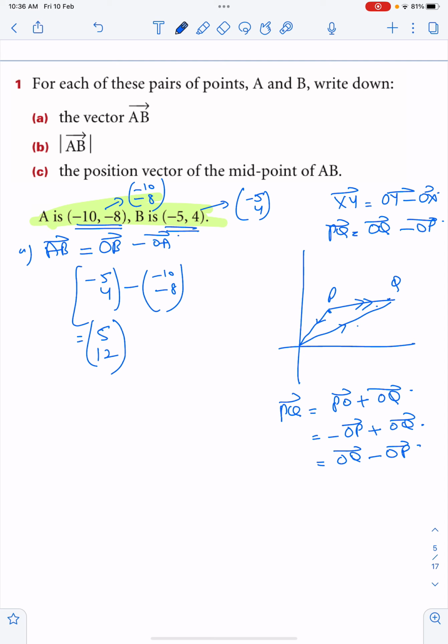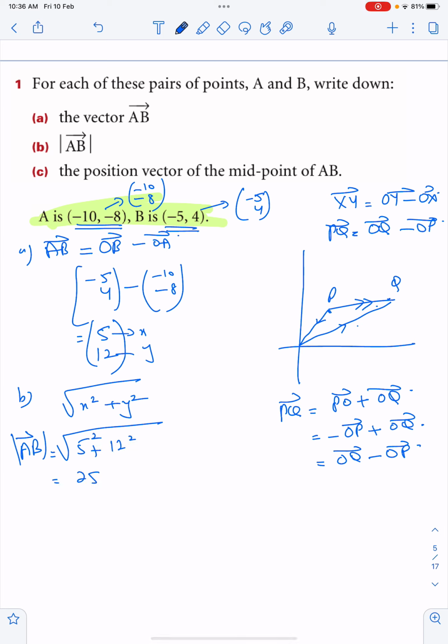Now in the second part, I'm supposed to find out the magnitude. I have just discussed it with you. If this is x and this is y, the magnitude will be square root of x square plus y square. So magnitude of AB is represented with the modulus. Okay, so it's going to be 5 square plus 12 square, which is 25 plus 144, which is 169. Square root of 169 is 13. This is the answer. Okay, then we move on to the position vector of the midpoint of AB.